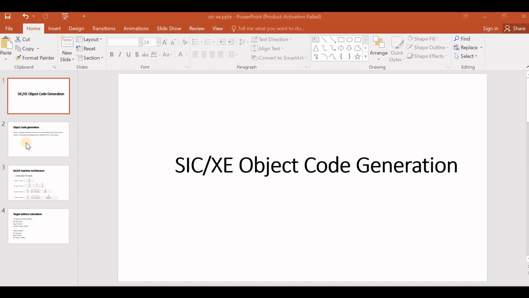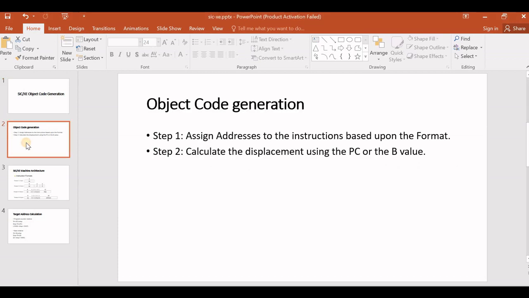Everyone, today I will be discussing the object code generation for the SIC-XC instructions. The entire job of generating the object code for the SIC-XC instructions can be classified into two different steps. In the first step, we are going to assign addresses to all the instructions based upon the instruction format. And in the second step, we are going to take each and every instruction and convert it into the object code by using either the program counter value or the base relative value.